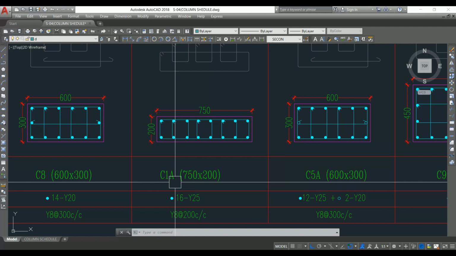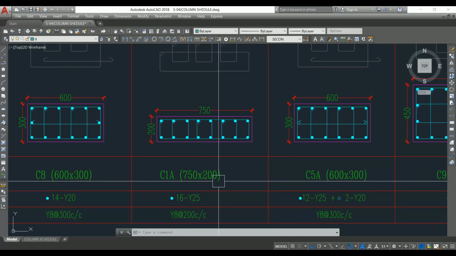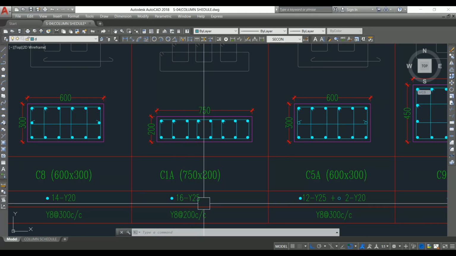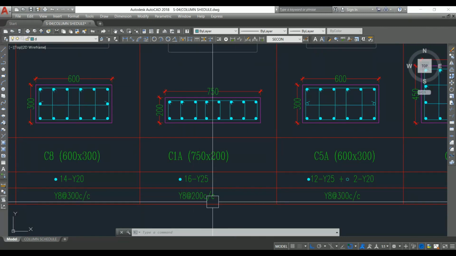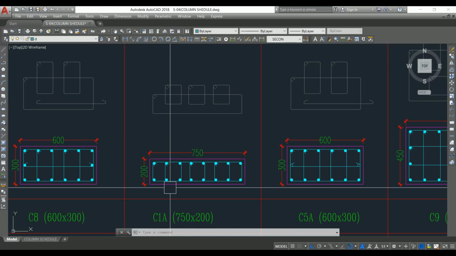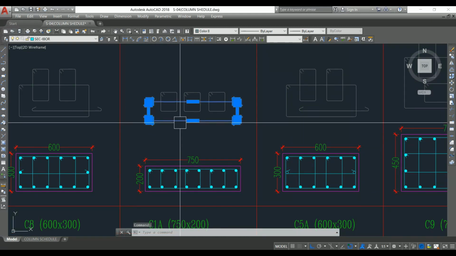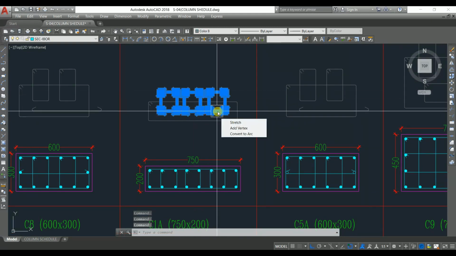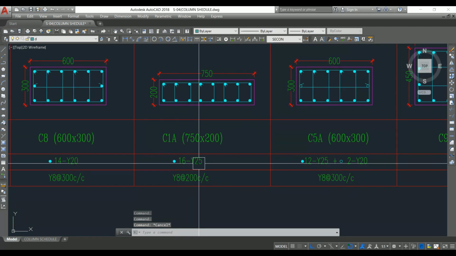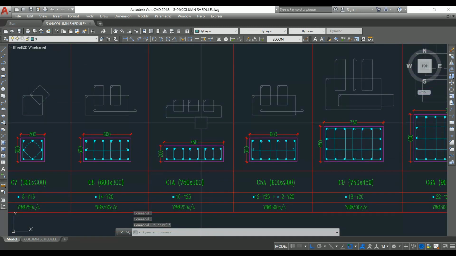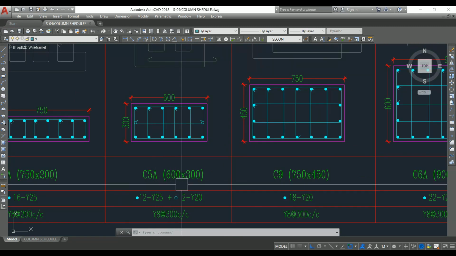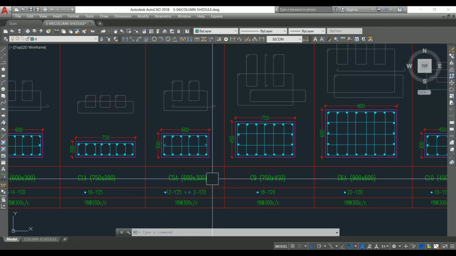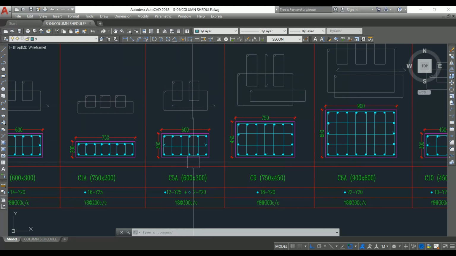Next, let's see this C1A, that is of 750 by 200. Here we have 16 number of 25 mm dia bar, and tie spacing is 8 mm at 200 mm center to center. Here we have the ties arrangement. This is the master tie, and we have three smaller ties. Since we have 16 number of 25 mm dia bar, we have to provide the arrangement like this. Next one is column 5A, that is of 600 by 300 mm size. This arrangement also we have discussed earlier.